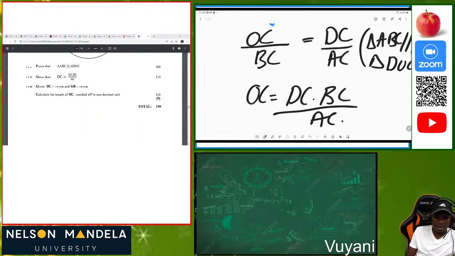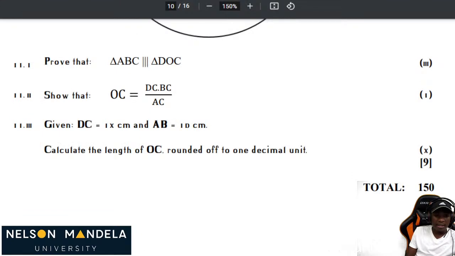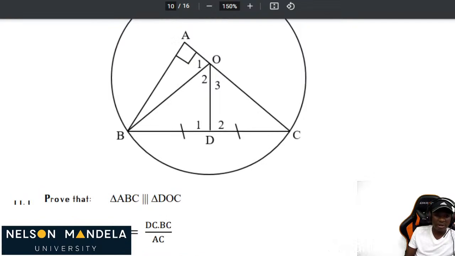Let me check the last one now. The last one: given that DC is equal to X and AB is equal to 10, calculate the length of OC. Where is OC? Given that AB is 10 and we are also given that DC is X. Calculate the length of OC. Okay, let's just do the old school grade 10.